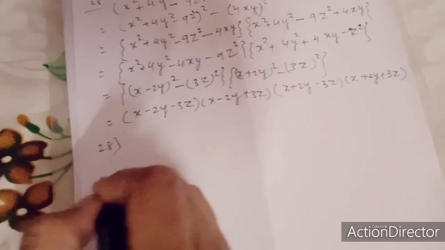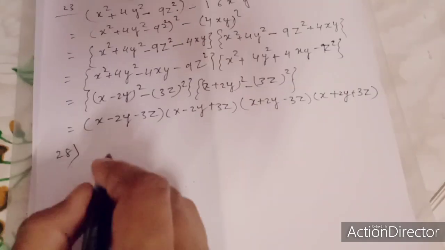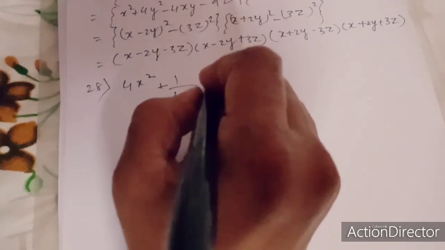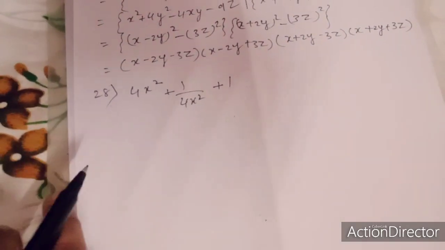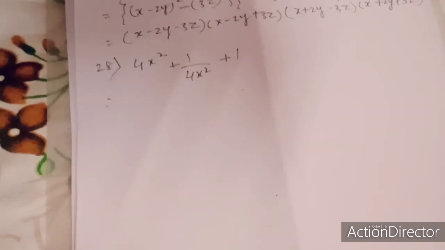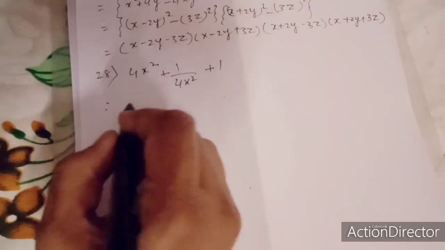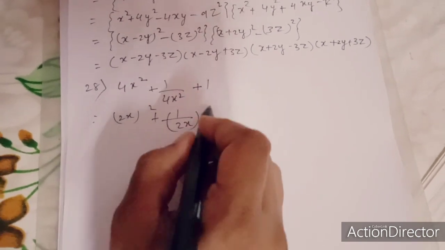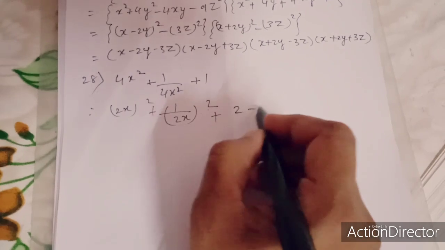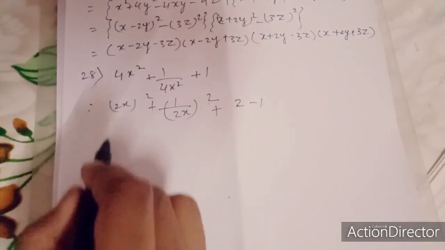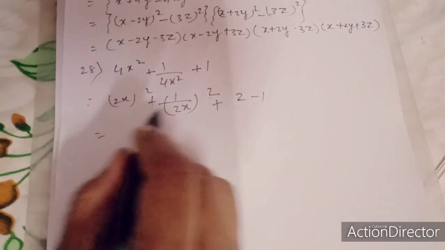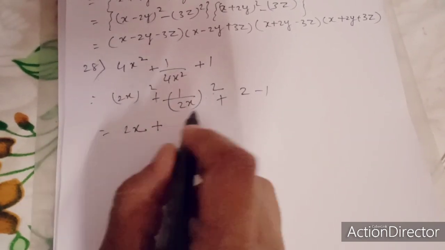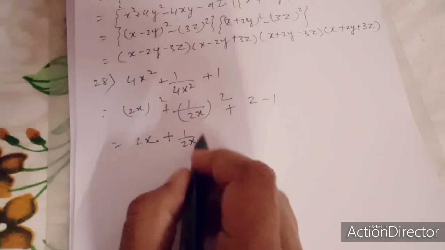Next, number 28 I am doing: 4x square plus 1 by 4x square plus 1. Here it is not a perfect square, so we have to arrange this one. How can you arrange? (2x) whole square plus (1 by 2x) whole square plus 2 minus 1. This one I am writing as 2 minus 1. So this is (2x plus 1 by 2x) whole square.